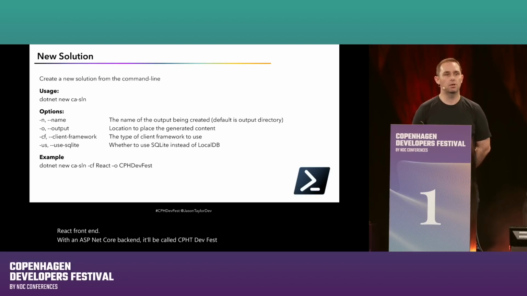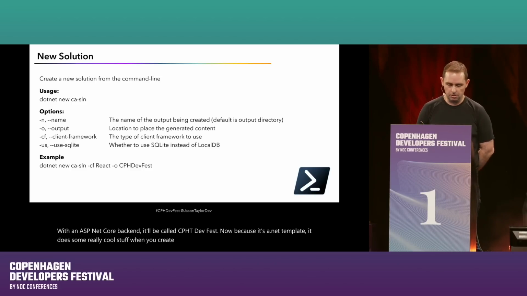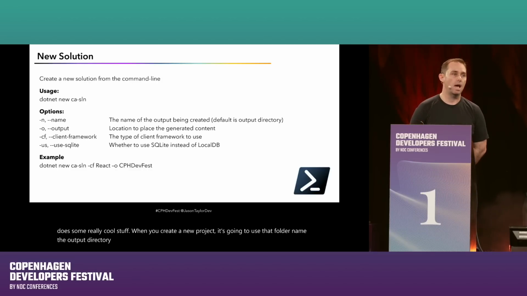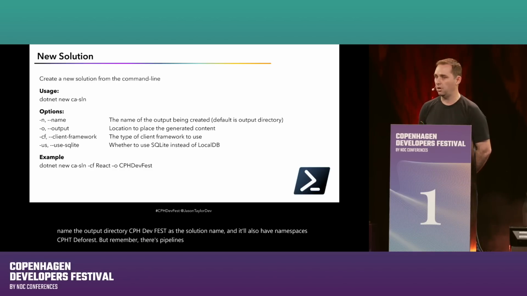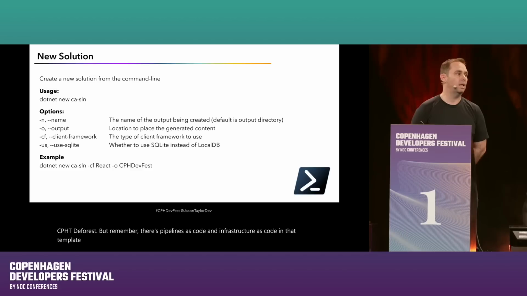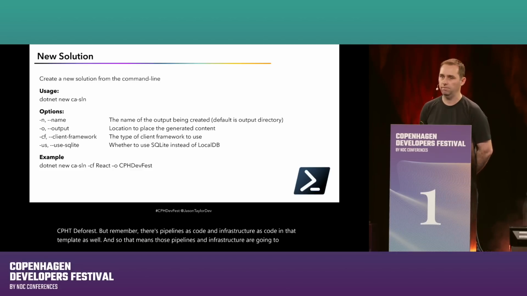Now, because it's a .NET template, it does some really cool stuff when you create a new project. It's going to use that folder name, the output directory CPH DevFest, as the solution name, and it'll also have namespaces CPH DevFest. But remember, there's pipelines as code and infrastructure as code in that template as well. And so that means those pipelines and infrastructure are going to be customized with CPH DevFest as well.